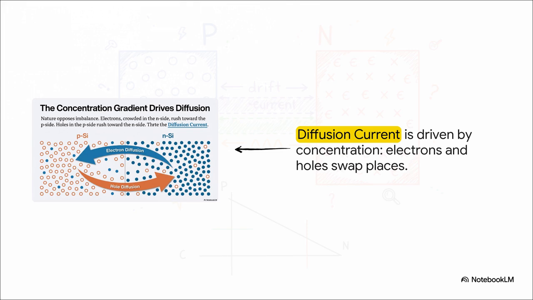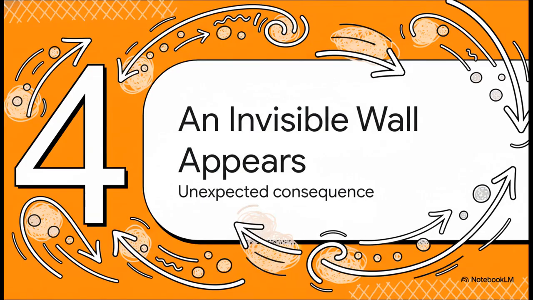The electrons from the crowded N side just rush over to the P side to fill in all those available holes. At the same time, the holes from the P side effectively move over to the N side. This massive movement of charge, well, that's what we call the diffusion current. But here's the plot twist. This whole chaotic rush to find balance has a really important and kind of unexpected side effect. As all these charges move across the border, they leave something behind.